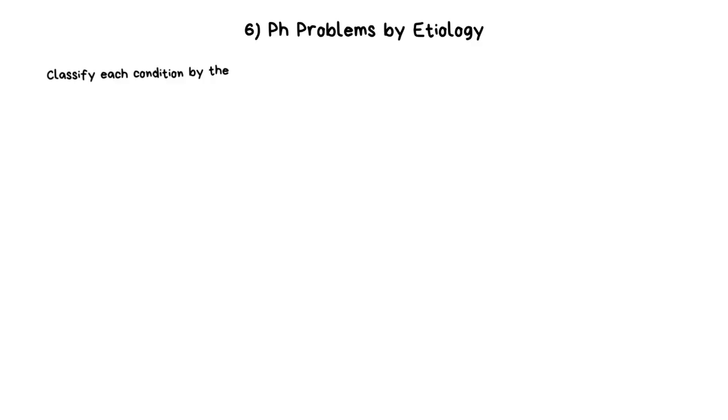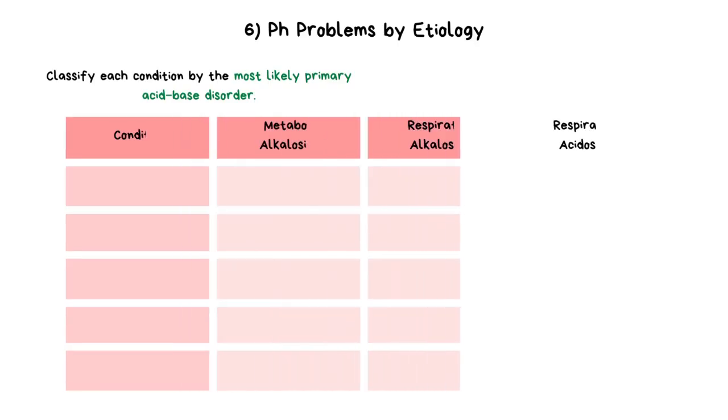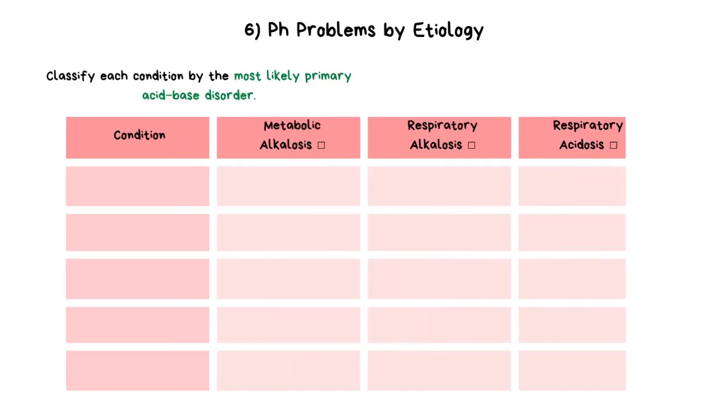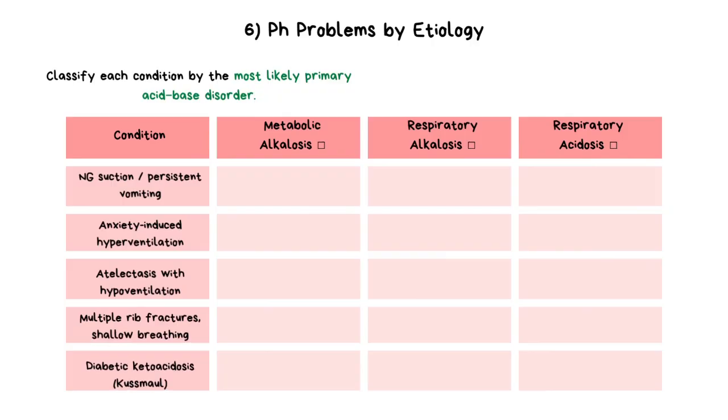Classify each condition by the most likely primary acid-base disorder. Options: metabolic alkalosis, respiratory alkalosis, respiratory acidosis, or metabolic acidosis. Conditions: NG suction or persistent vomiting, anxiety-induced hyperventilation, atelectasis with hypoventilation, multiple rib fractures causing shallow breathing, diabetic ketoacidosis with Kussmaul respirations. Pause and make your classifications.